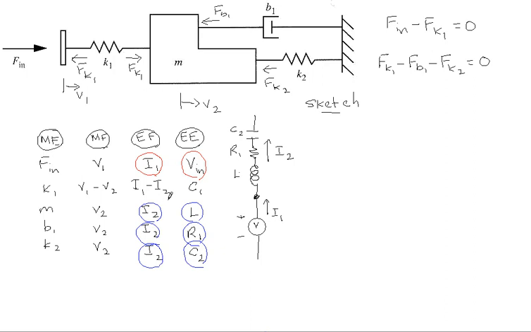Finally, for I1 minus I2, a capacitor C1 is associated with it. Hence, from the same node, we have a current I1 minus I2 flowing with a capacitor C1.